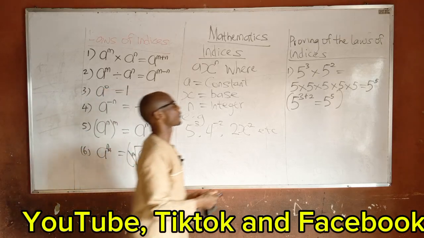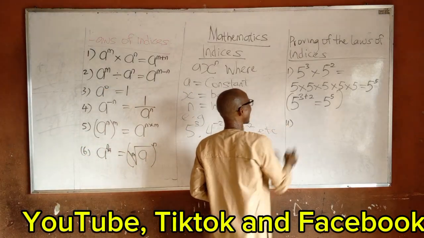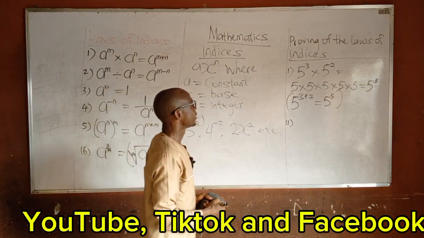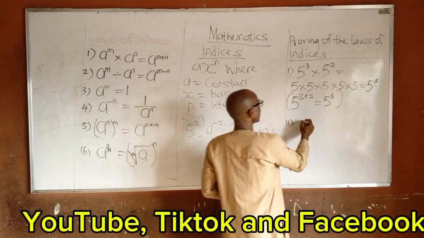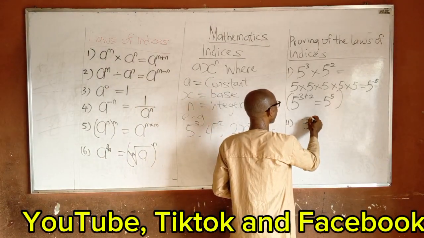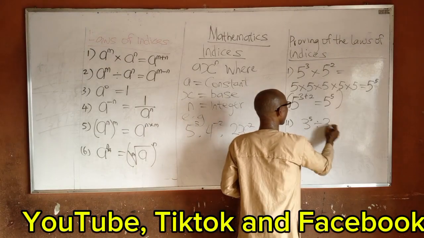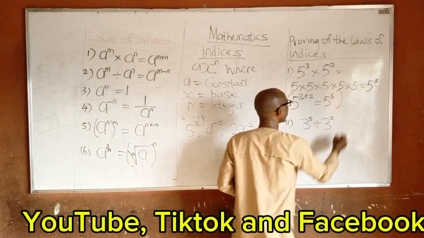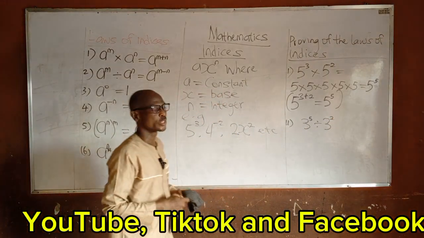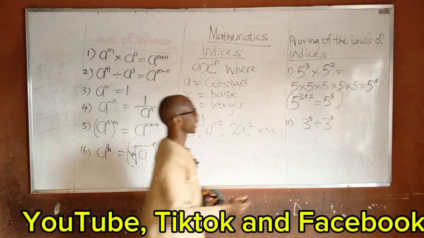Now let's look at number 2. Let's say we have 3 raised to power 5 divided by 3 raised to power 2. This can be written as what?